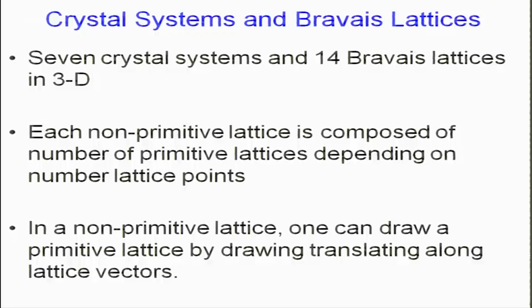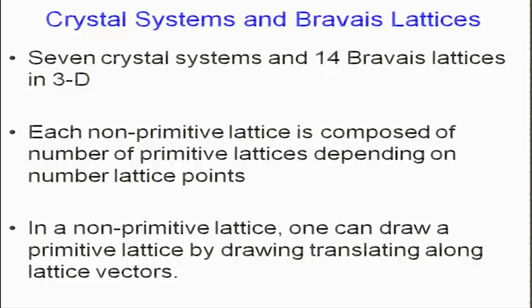We have seen that there are 7 crystal systems and 14 Bravais lattices in 3D. We also saw that each non-primitive lattice, such as face-centered cubic or body-centered cubic lattice in the cubic system, is composed of a number of primitive lattices depending upon the number of lattice points. For example, body-centered cubic has 2 lattice points, which means it is equivalent to 2 primitive cubic lattices. Similarly, face-centered cubic lattice has 4 lattice points. It is equivalent to 4 primitive lattices. So one should be able to draw the primitive lattices within a non-primitive lattice easily.